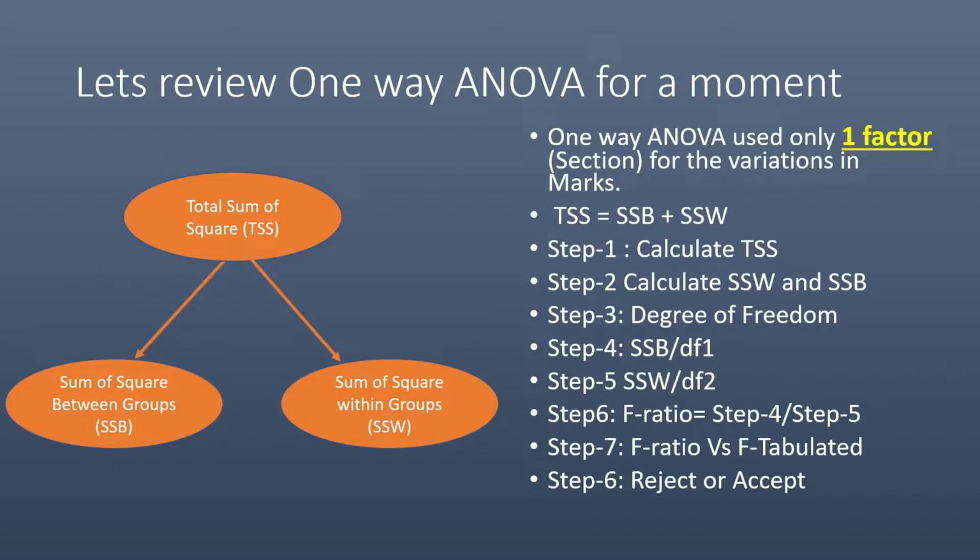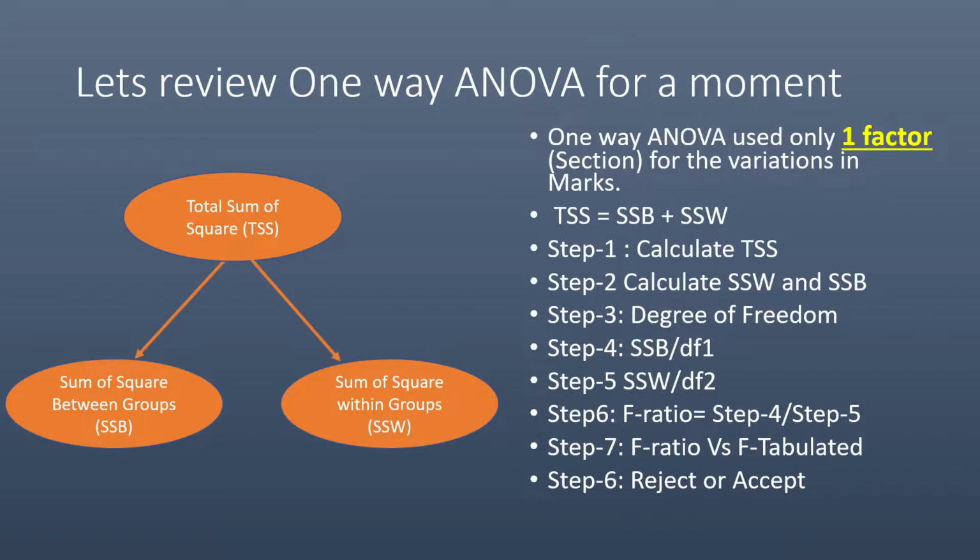And how did we calculate the sum of square between the groups and sum of square within the groups to get the F score, and compare it with F tabulated, is all explained in this slide, which is visible on your screen. What we did, we first calculated total sum of square, which is equal to sum of square between groups plus sum of square within groups. Within groups is also known as error.